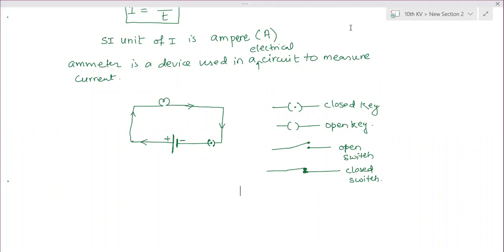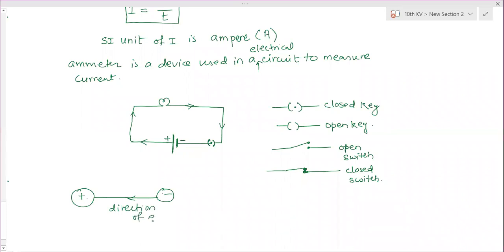Are you able to understand? Yes, ma'am. So here, if this is the positive terminal and this is the negative terminal, connected with a conductor, electrons will move from the negative terminal to the positive terminal. This is the direction of electron flow. But the direction of the current is opposite, that is, positive to negative. This is the direction of current, which is opposite. Therefore the word conventional direction of current is always used.